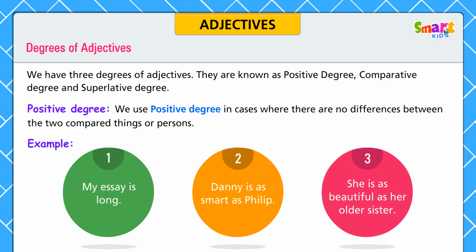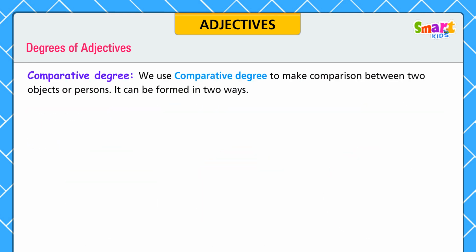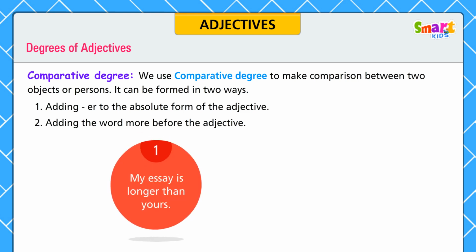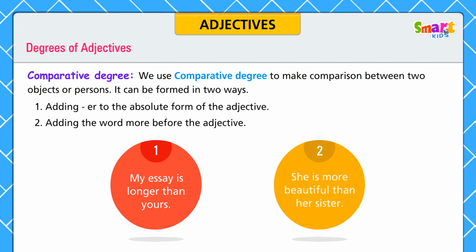Let us look at comparative degree. We use comparative degree to make comparison between 2 objects or persons. It can be formed in 2 ways: adding er to the absolute form of the adjective, adding the word more before the adjective. For example, my essay is longer than yours. She is more beautiful than her sister.